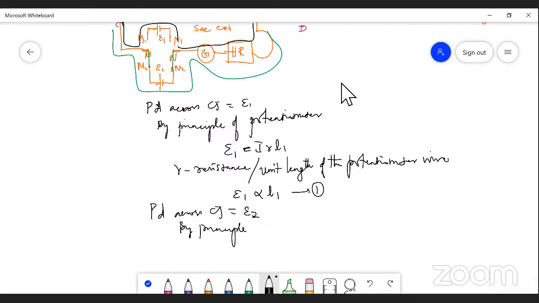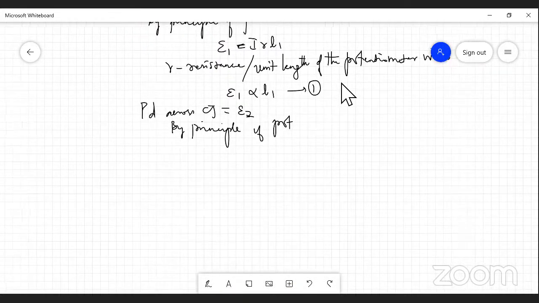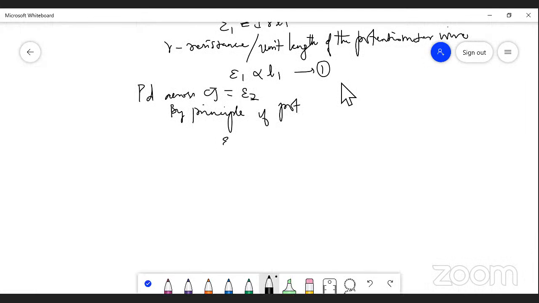I can write the condition that E2 is proportional to R. I can write E2 is equal to IR L2. As I mentioned earlier, I is the current flowing through the primary circuit. R is the resistance per unit length of the potentiometer wire. And we can simply say here, the EMF of the cell E2 is directly proportional to the balancing length L2.